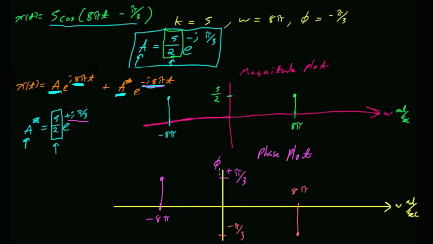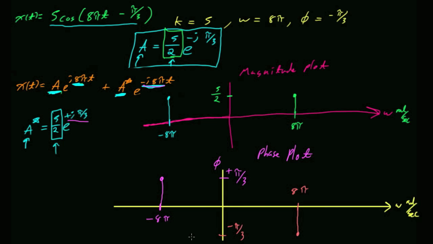If you know A conjugate, so if I'm trying to communicate to you, think about communication. This is all about trying to send information from one person or one party to another party. If I'm trying to communicate to you that I've got some stuff going on at 8 pi, I need to tell you how much of it I have. So I need to communicate to you A. Do I also need to communicate A conjugate? No, because if you know A, you know A conjugate.